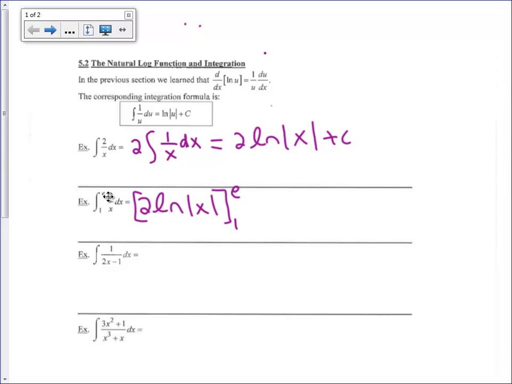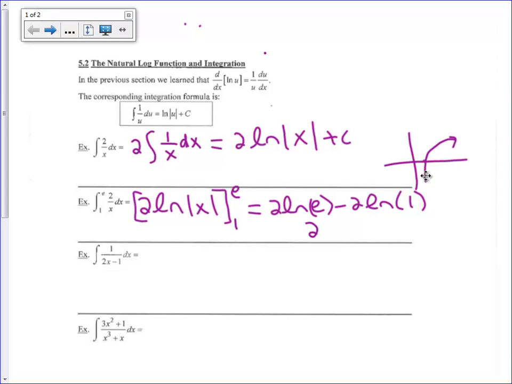And so the FTC says we plug the e in first. And e is positive, so I don't need to put absolute value on it, minus, then we plug in the bottom number, and 1 is also positive, so I don't need the absolute value bracket. Then we can evaluate this. The natural log of e is 1. 1 times 2 is 2. The natural log of 1 is 0, because the natural log graph crosses the x-axis at (1, 0). So the natural log of 1 is 0. So this answer is just 2.